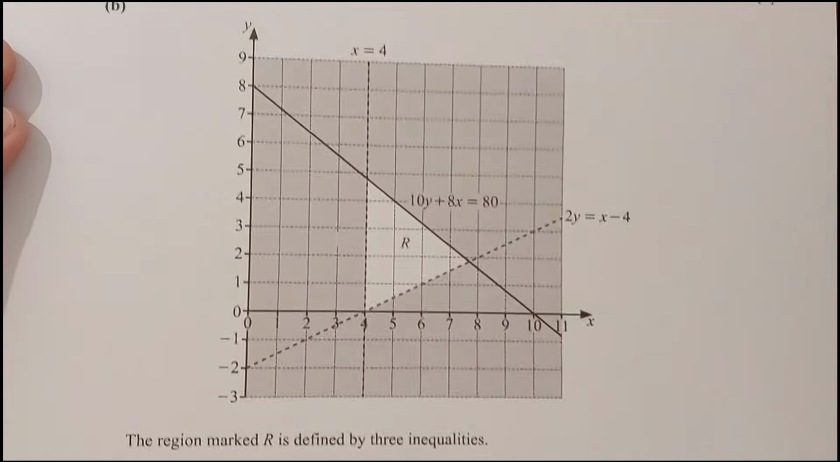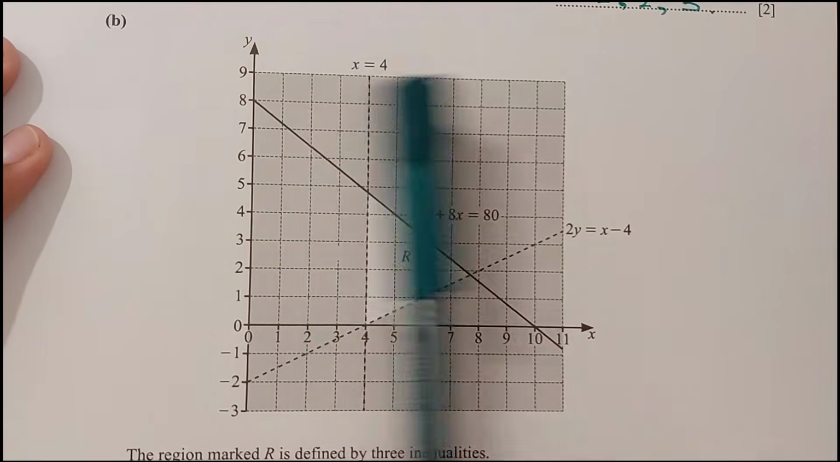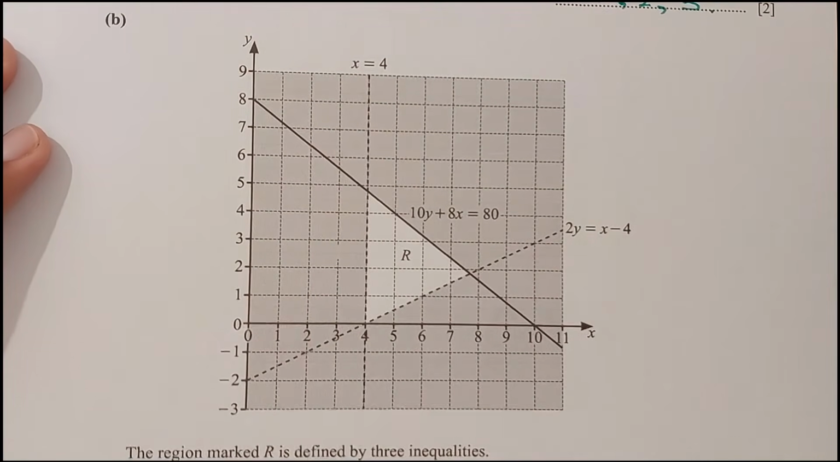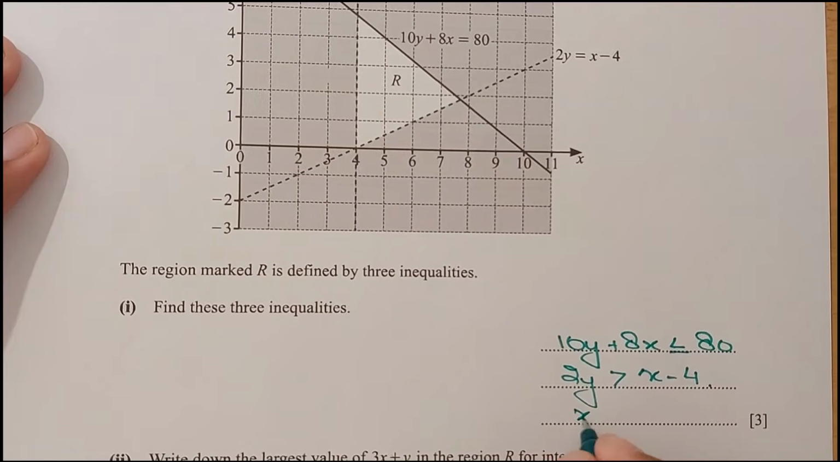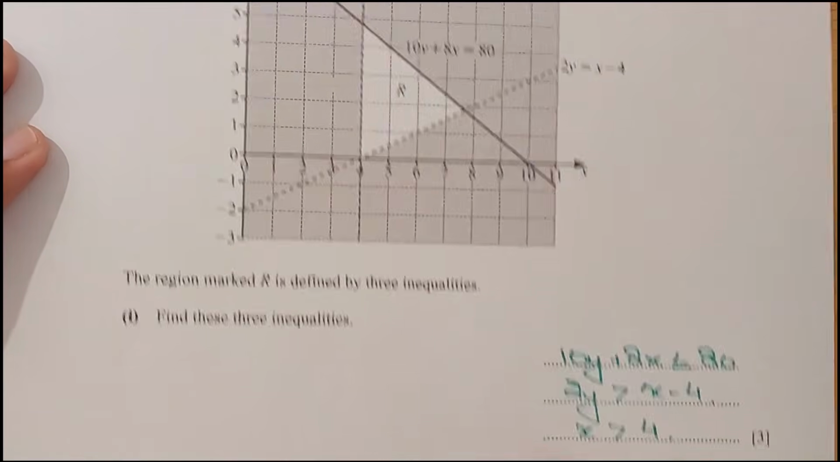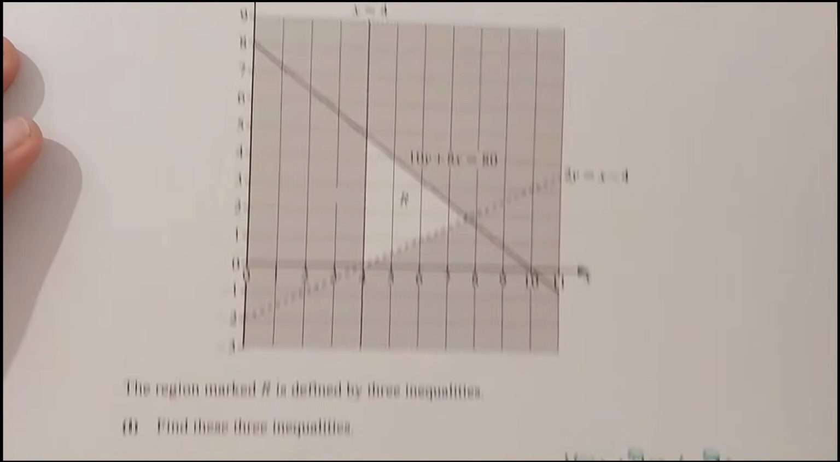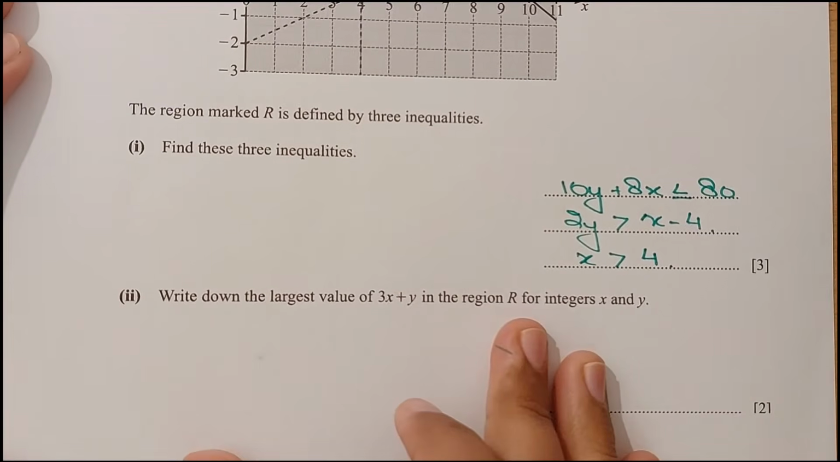It defines a region R, and this line x equals to 4, more values, right? So x is greater than 4. X is greater than 4, not greater than or equal to 4. Again, it is a dotted line, right? So these three inequalities define the region R.